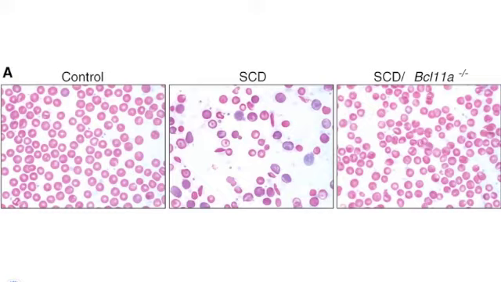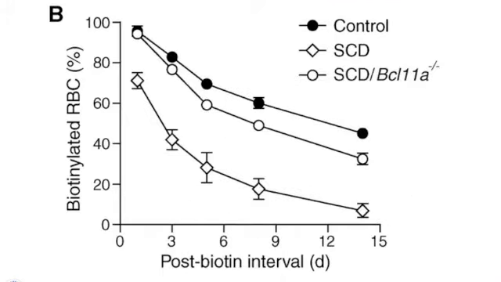Part A shows magnified blood smears of the control, which are just red blood cells, sickle cell disease and SCD-BCL11A. As you can see, cells with SCD are misshapen, while cells with SCD-BCL11A are almost all normal. Part B shows that the lifespan of red blood cells is extended in SCD-BCL11A mice, as compared to mice with SCD. As shown, mice without SCD have a much larger lifespan than those with SCD. Mice with SCD-BCL11A live almost the same amount of time as mice without SCD.